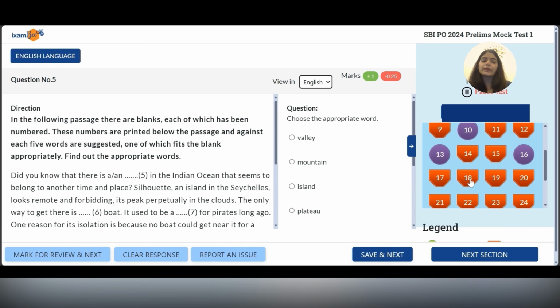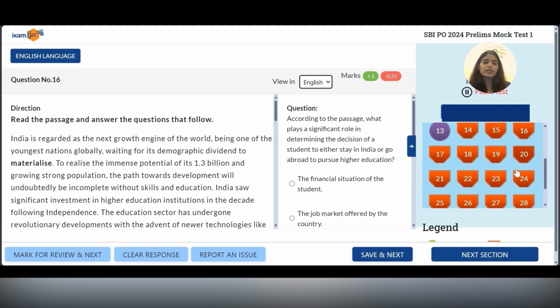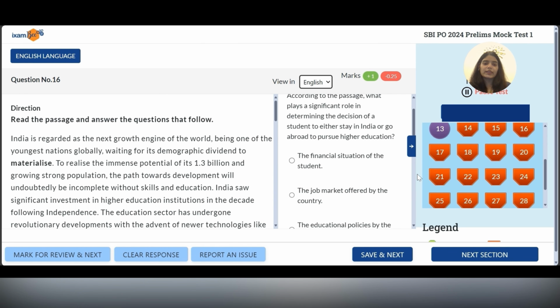If I want to attempt the comprehension questions, I'll go to question number 16. Now I know that from question 16 to 24, there are all comprehension questions. So you can do it like this.